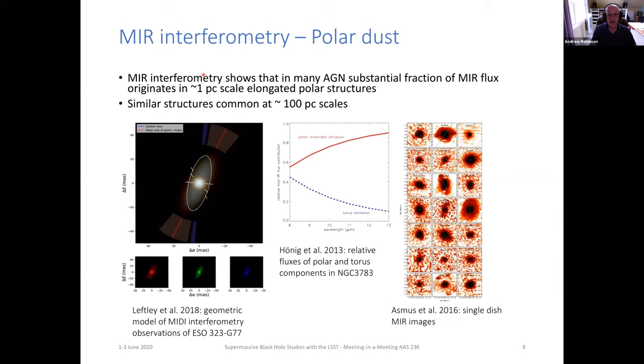is also found in mid-infrared interferometry observations, which have shown that a substantial fraction of the mid-infrared flux originates in elongated polar structures, which have scales on the order of a parsec, but are also commonly seen at larger scales in single-dish imaging. And these are aligned with the radio axis or the ionization cone axis of the AGN. And as you can see from this plot from Hönig et al., modeling suggests that the polar dust extended emission accounts for a substantial fraction of the mid-infrared. It actually dominates the mid-infrared emission.